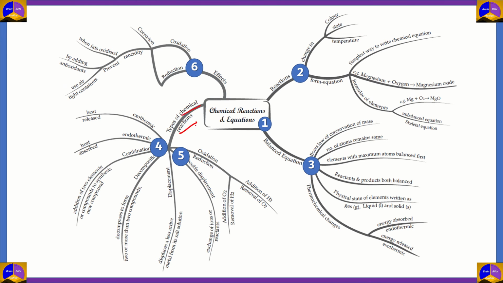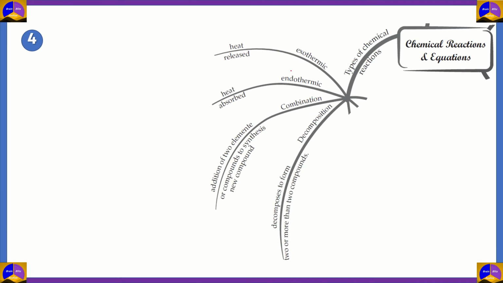So you're going to be talking about various kinds of reactions and their examples and so on. So first of all, we have the types of chemical reactions based on heat. So we have exothermic, this amounts to heat released. Endothermic, this amounts to heat absorbed. Now, beside that, we have other types of reactions depending on how the elements behave. For example, we have combination reactions. Combination reactions are reactions where addition of 2 elements or compounds synthesize a new compound.